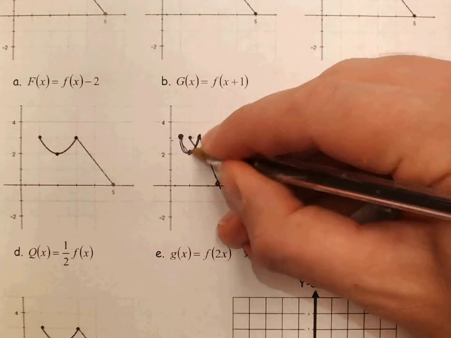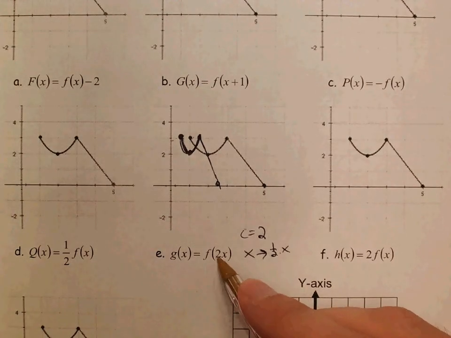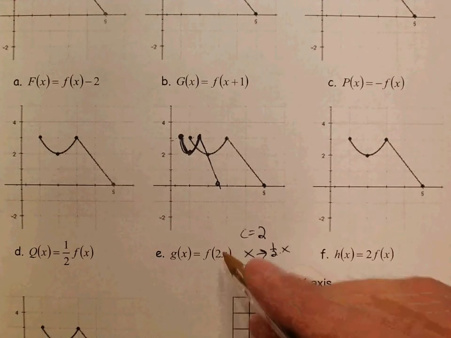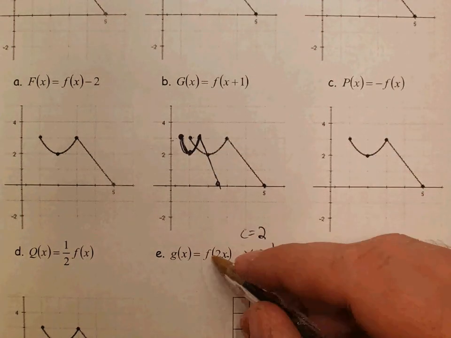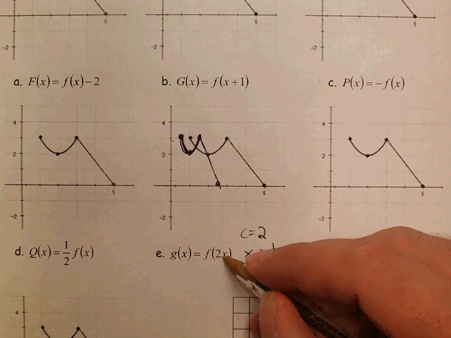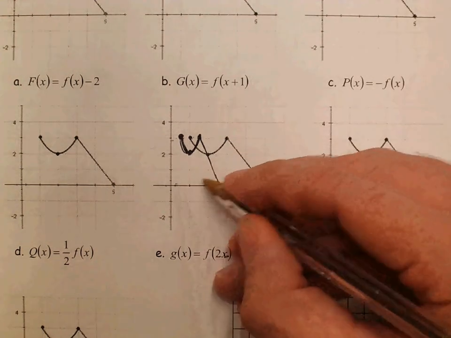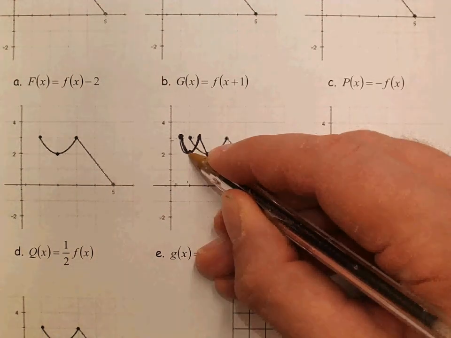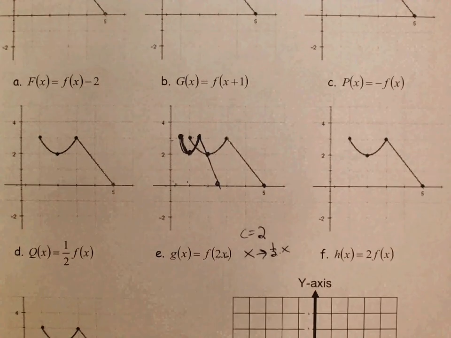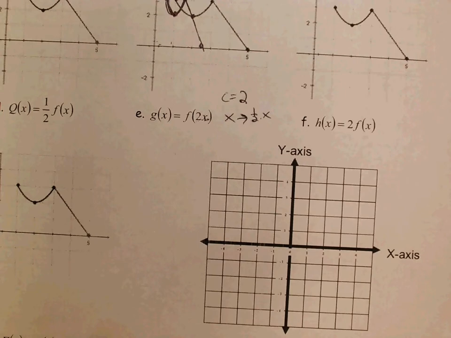This is the new function. What's going on here is that if you plug in any of the new values into g of x, like let's say you plug in 1 into g of x, it says you do f of 2. Well, f of 2 is 2, so g of 1 is 2. It changes the x values to be horizontally compressed.